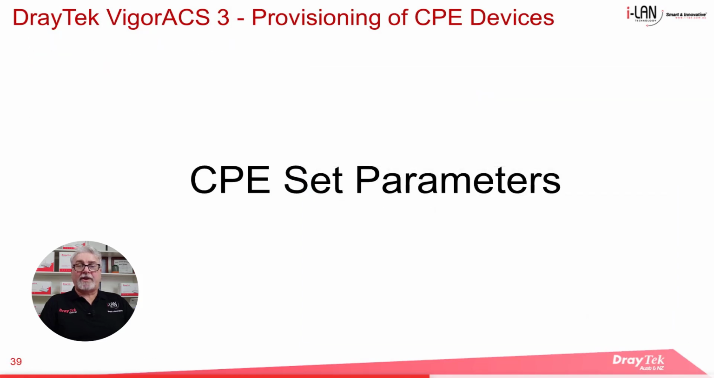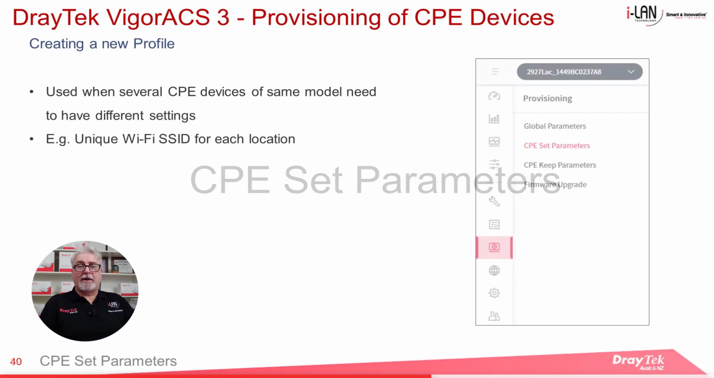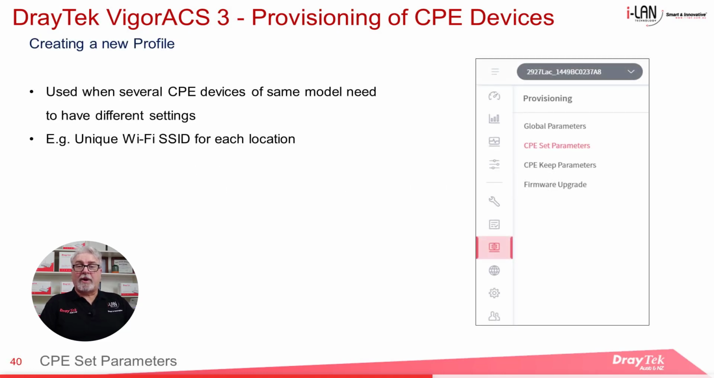The next provisioning topic we'll now look at is CPE Set Parameters. CPE Set Parameters is suitable when you have several CPE devices of the same model type that need to be configured with different settings and values. For example, you may have several sites using the same model wireless router, but you want each site to have a unique Wi-Fi SSID. This is different to global parameters where all CPE devices of the same model type have identical settings.